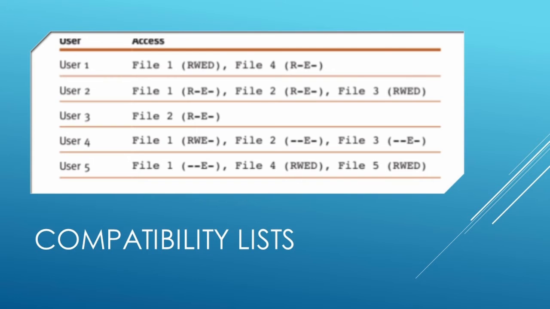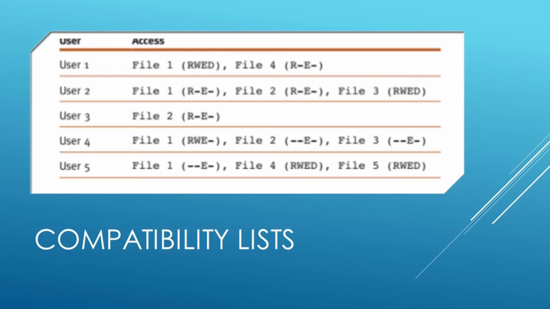Of the three schemes described so far, the one most commonly used is the access control list. However, capability lists are gaining popularity because Unix-like operating systems, including Linux and Android, control devices by treating them as files.